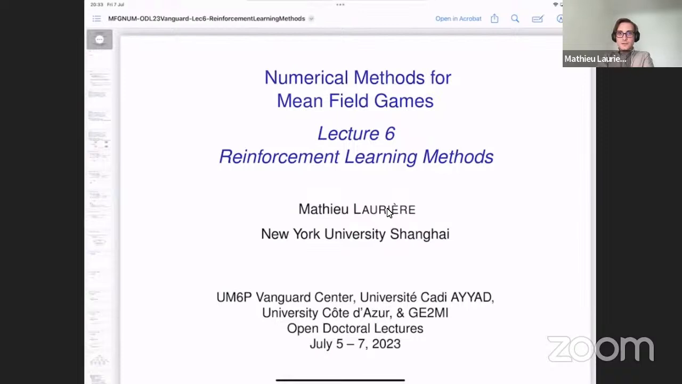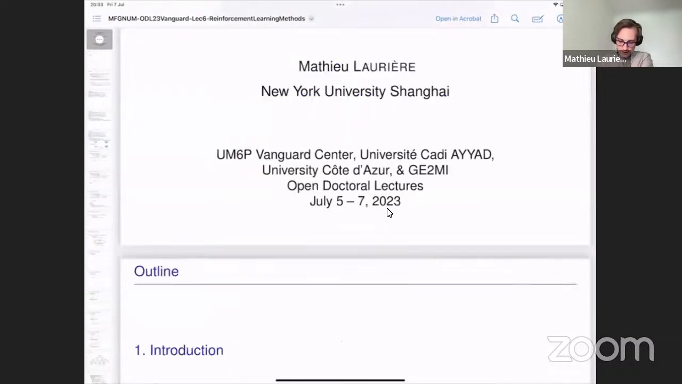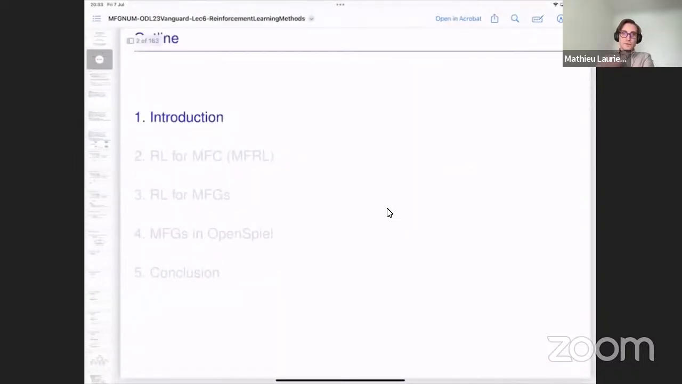So indeed, this sixth and last lecture will be about reinforcement learning methods. Let me just sketch the outline. I will introduce the topic a bit, and then I will discuss reinforcement learning for mean-field control and mean-field games. I will have one section about an open source framework, which already contains quite a few environments and methods to solve mean-field games using learning algorithms. And hopefully there will be more and more. If you're interested in contributing, that would be great. So feel free to take a look.